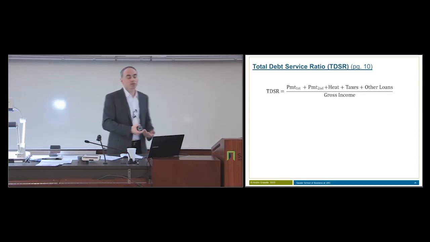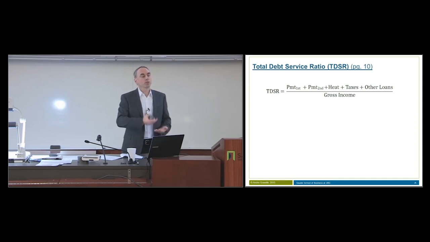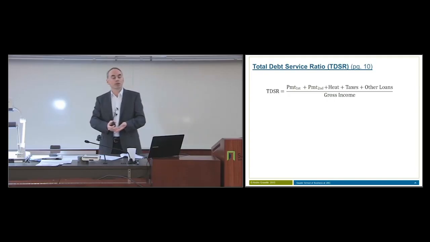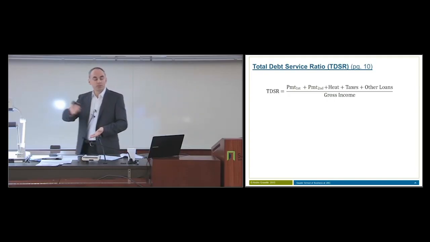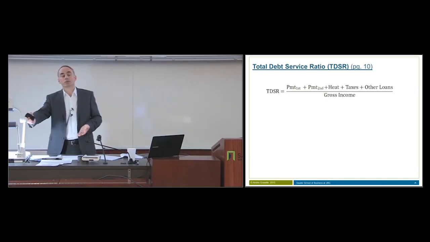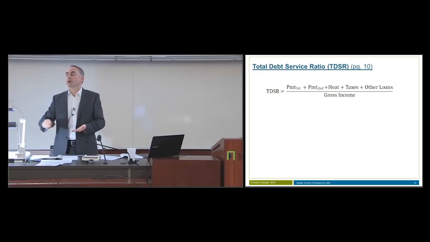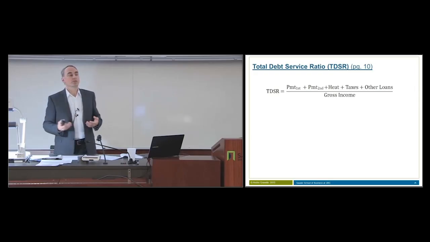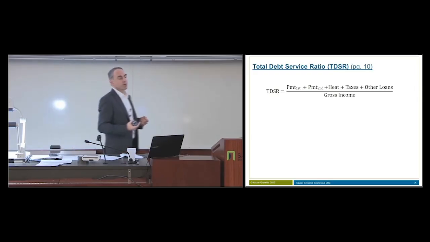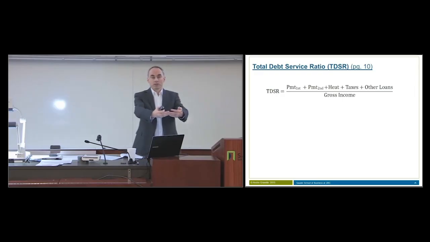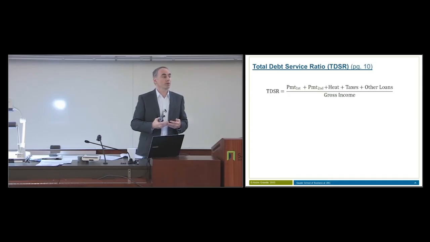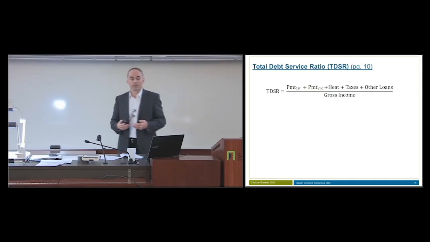The total debt service ratio is equal to the payments being made on the first mortgage loan, plus the payments being made on the second mortgage loan, plus heat, plus property taxes, plus any other loans, all divided by gross income. So in principle, it's the same as the gross debt service ratio. It's a ratio of money going out to purchase real property relative to money coming in, your gross income, to buy real property. So the principle of the ratio is the same.